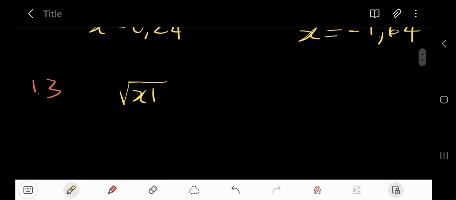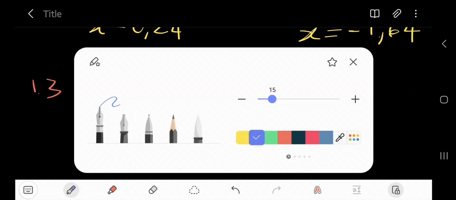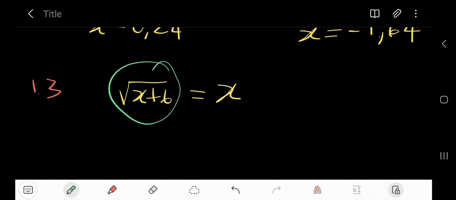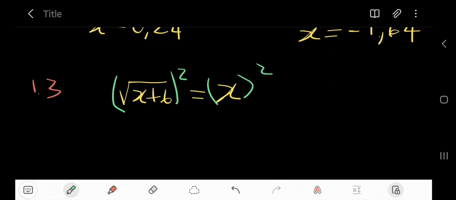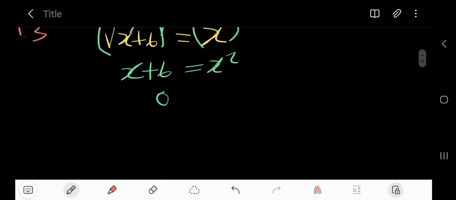So we're going to have the root of x plus 6 is equal to x. We always want to make sure that our root is isolated, meaning it's alone on the left hand side or the right hand side of the equal sign, and then we can square both sides. So let's square both sides, which means the square root is cancelled, and we're going to have x plus 6 is equal to x squared. Now let's write it down in standard form: 0 is equal to x squared minus x minus 6.